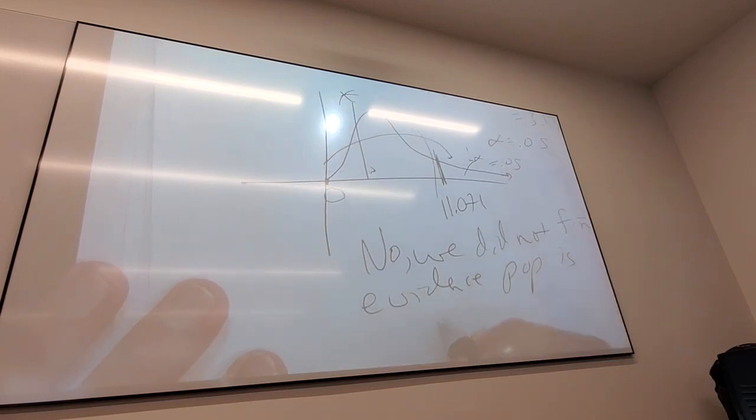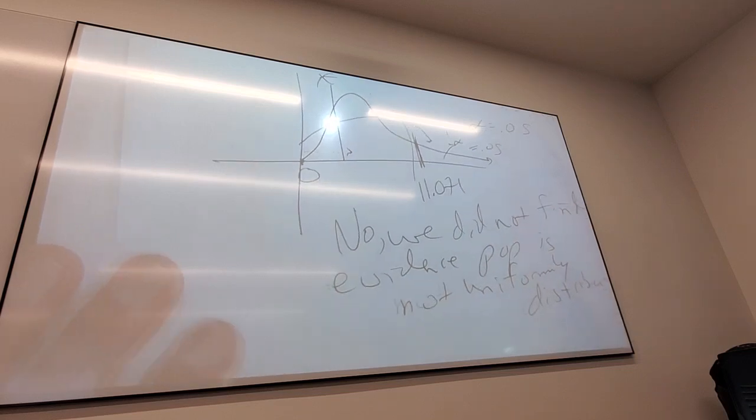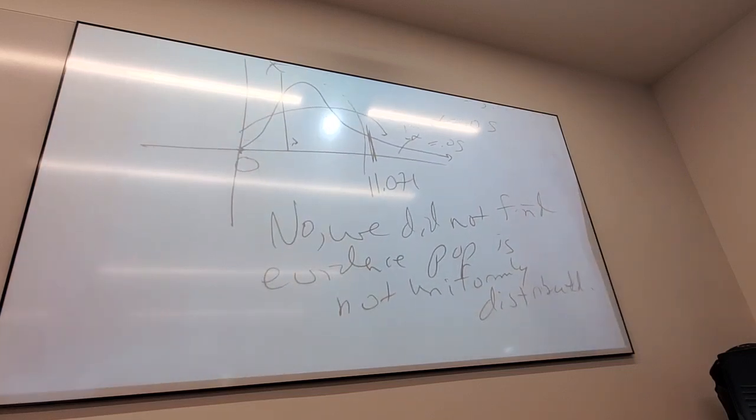Population is not uniformly distributed. Just so you know, English is finally caught up with the rest of us, and it's fine with double negatives. They were in the dark ages for a long time, but they now understand double negatives are fine.